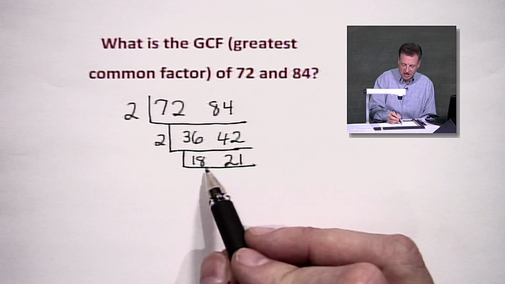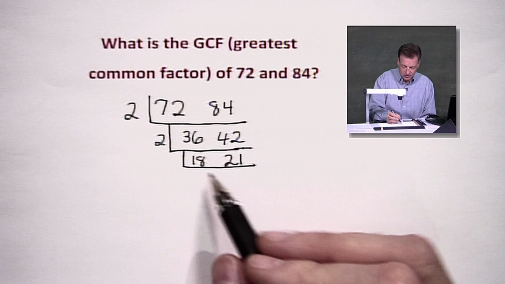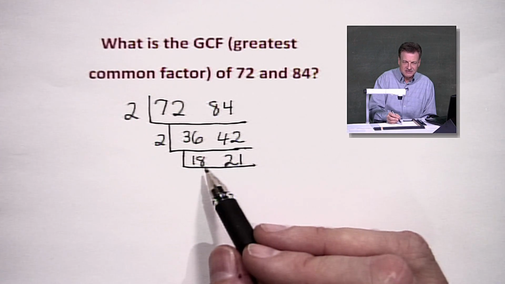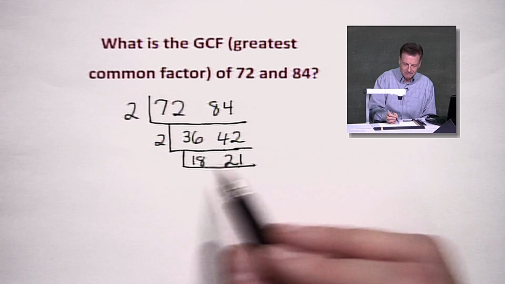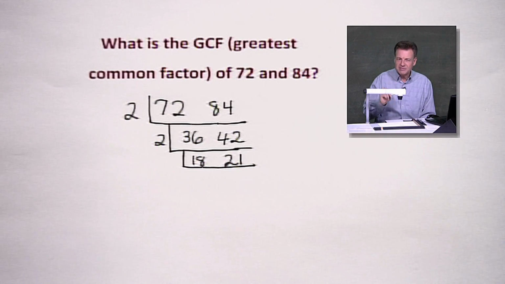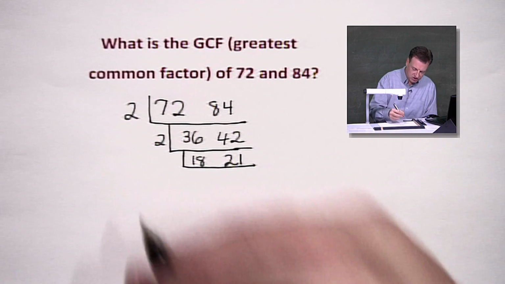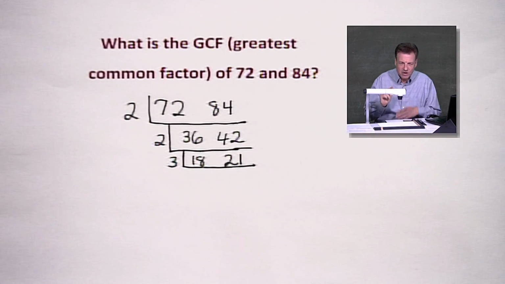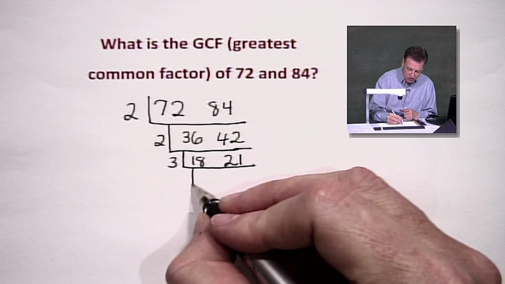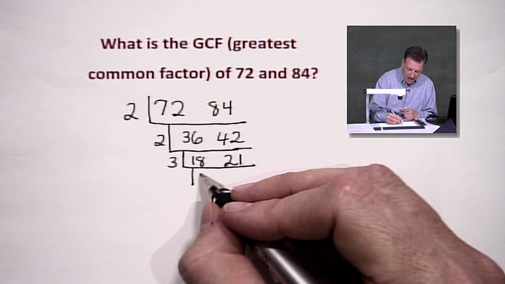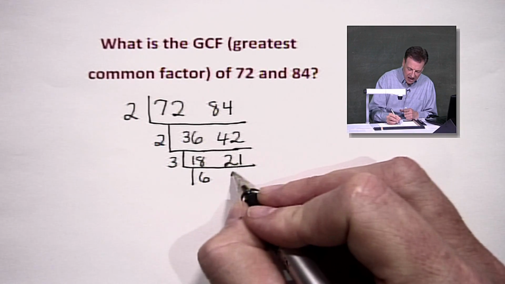Check your digit sums here in case you don't know your times tables. How about it? 1 plus 8 gives me 9. That means 3 is divisible. 2 plus 1 gives me 3. That means 3 is also divisible. So we're going to take 3 and divide it into both of those. And those are our times tables. They really are. So let's see what happens now. We'll do that division, and we've got, wow, 6 and 7.